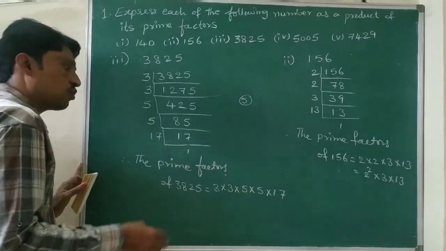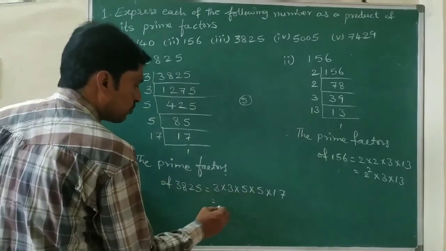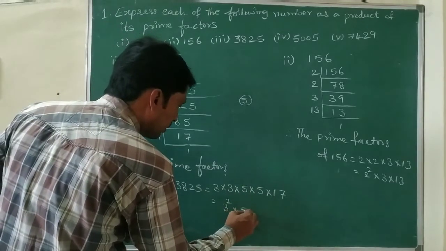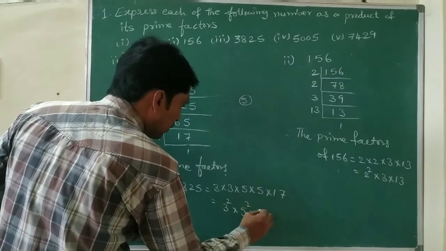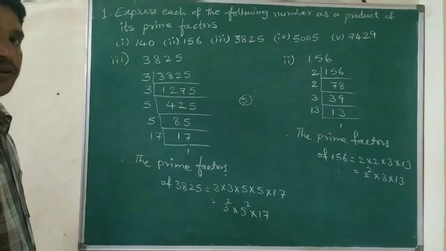1 there is no need to take, because it is neither prime nor composite. We need to take the prime numbers only. So this one you have to write in power notation, that is 3 square into 5 square into 17 as it is. So the third one is also completed.